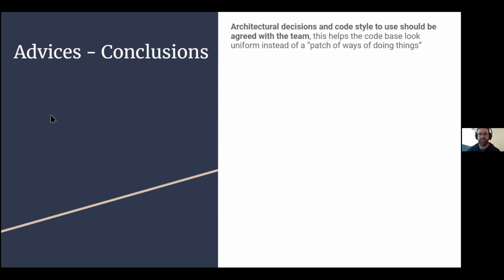Like I have mentioned plenty of times, architectural decisions and the code style to use should be agreed with the team. The main benefit is that the code base, if it's followed, should look uniform. What I usually find, the reality of our world, is that the code base becomes a patchwork of ways of doing things. You can go to some code and see, hey, this one was done by Maria, I know her coding style. It shouldn't be like that. It should be, hey, this controller looks like it was written by one developer, and it was written by seven.